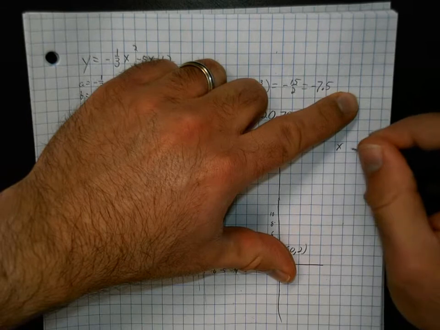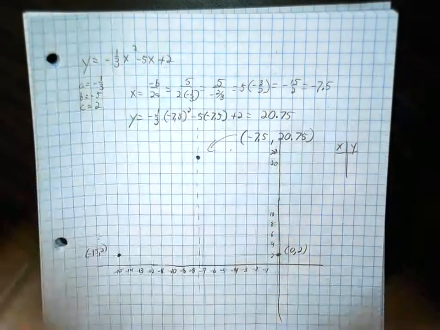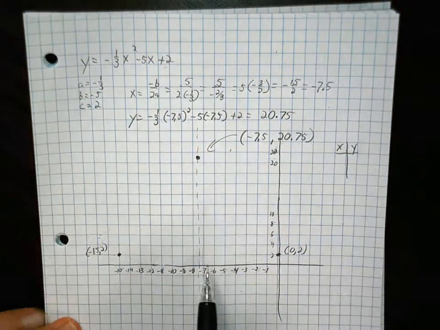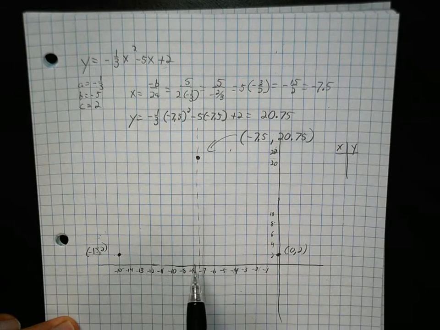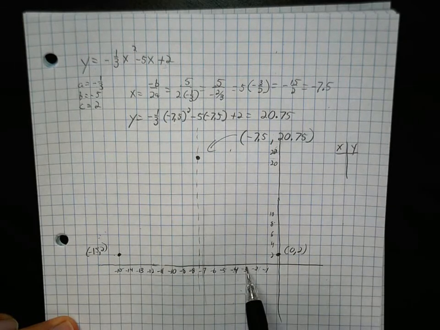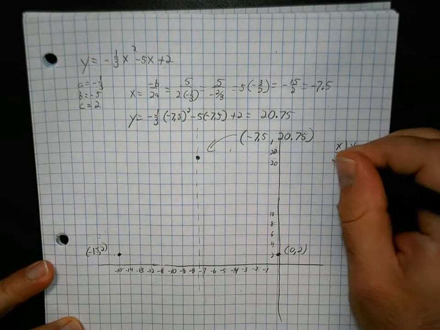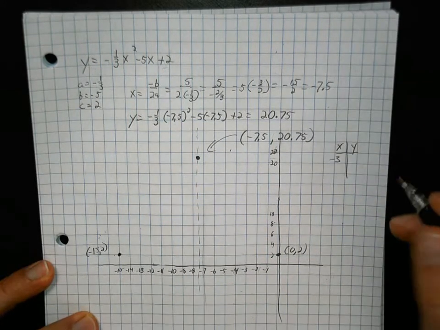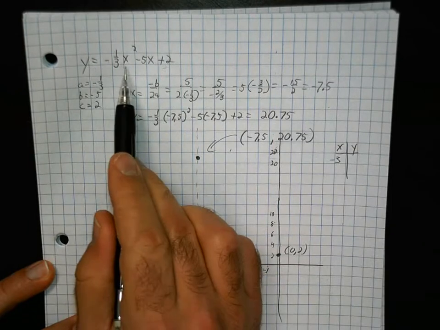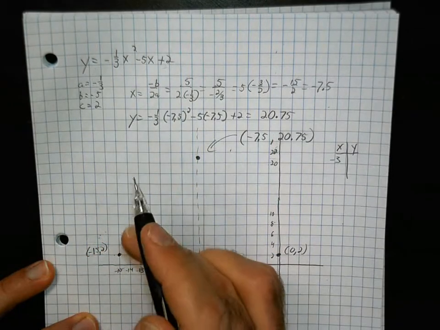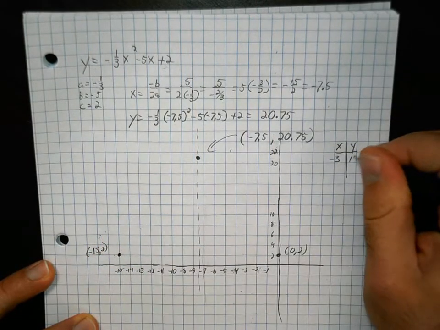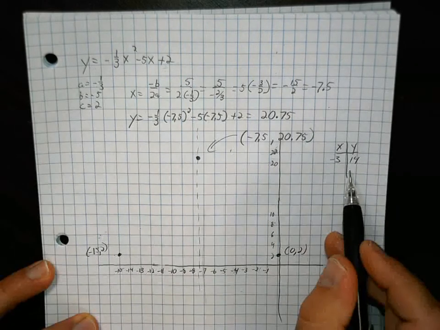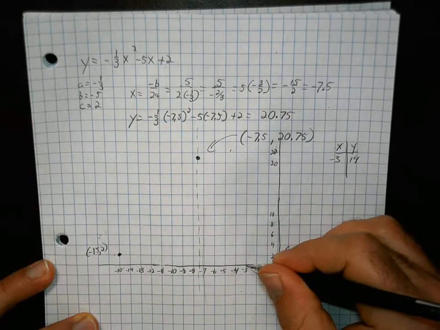Finally, I can find one more point. Now in this case, I'd probably want to pick something in between here. Okay, so maybe I want to try negative 3. Substituting negative 3 in there. If I substitute negative 3 into this equation, I get 14. You can check the calculation using your calculator, but I get negative 3, 14.